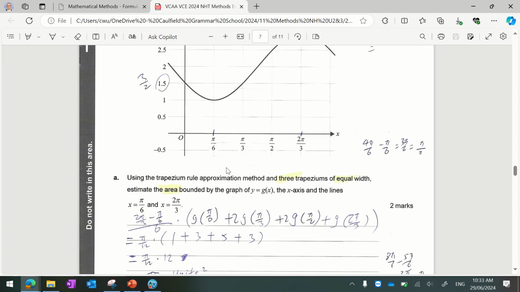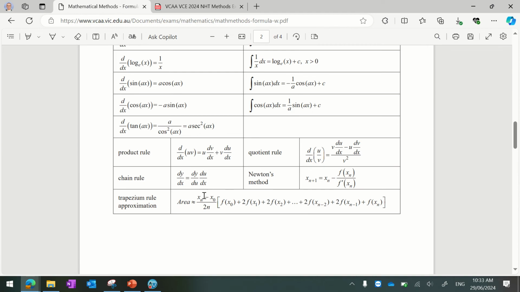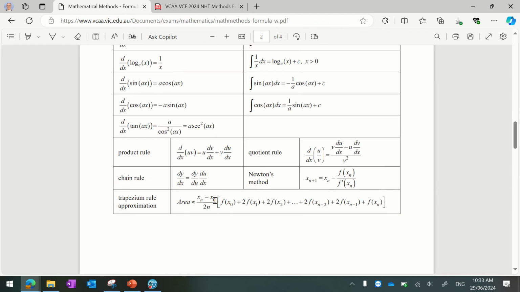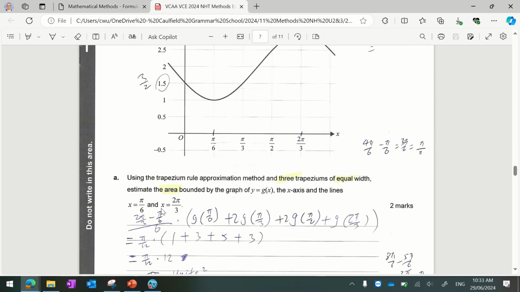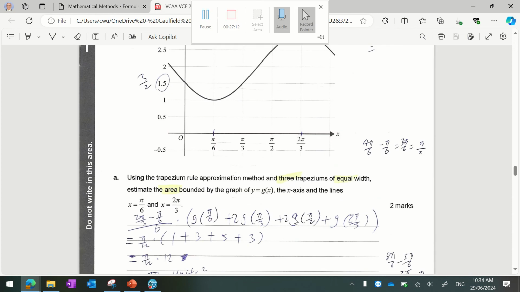We need to use the trapezium rule to approximate the area under the graph, bounded by the graph of G, the x-axis, and the lines x equals pi over 6 and 2 pi over 3. Well, the trapezium area approximation formula is in the formula sheet. It's this one here. You just need to know how to use the formula. Xn is the rightmost x value, which is 2 pi over 3. X0 is the leftmost x value, which is pi over 6. In 2n, n is the number of trapezia. So here we have 3 trapezia.